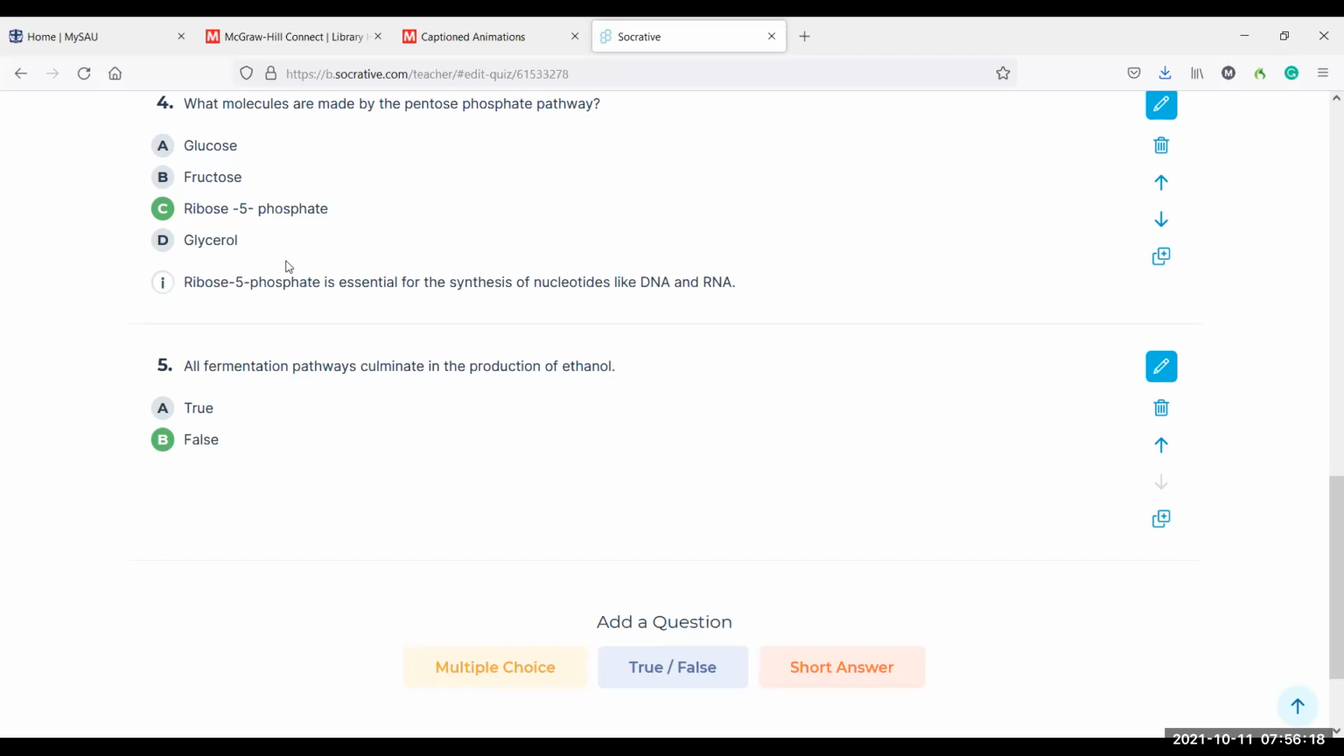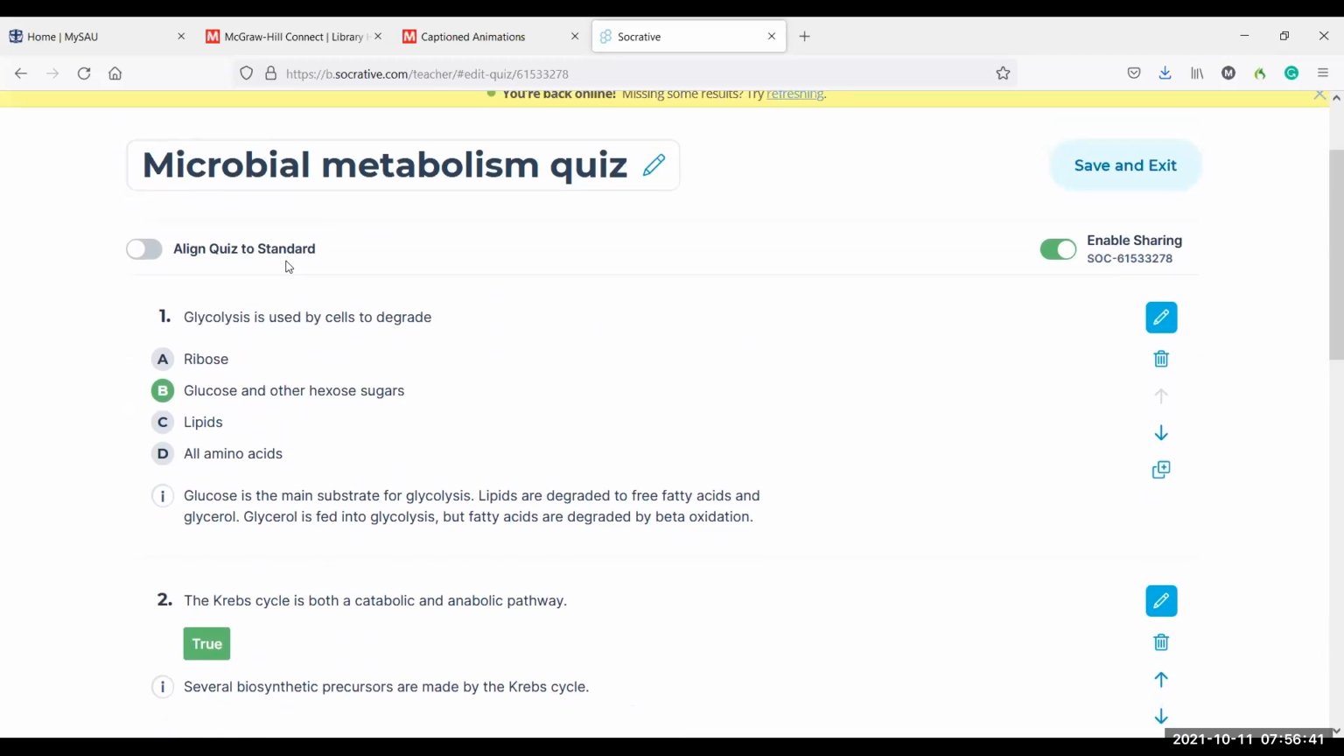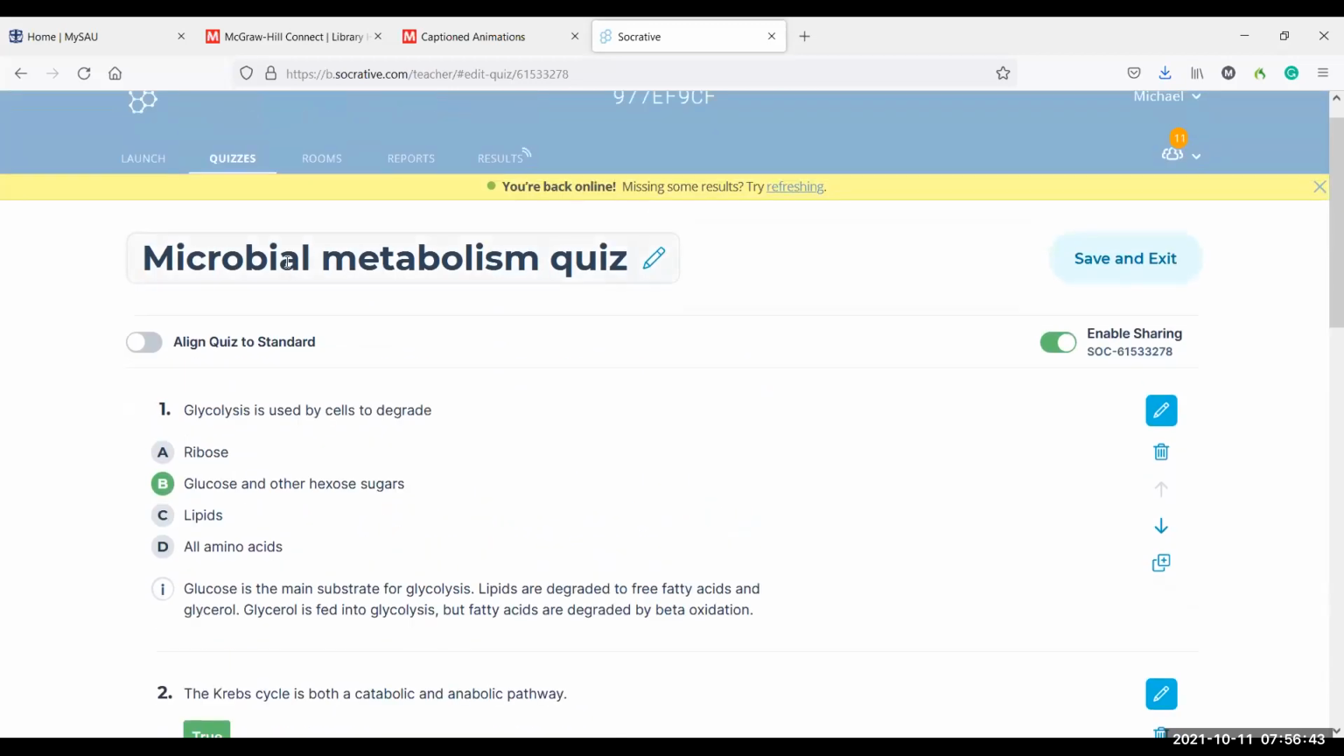You make organic acids. You make lots of interesting other alcohols that are not ethanol. You make plenty of other things. Yes, you make some ethanol, and some fermentations, in fact, make mainly ethanol. But all fermentation pathways do not culminate in the production of ethanol. No. All right, so go through and think about those again if you missed some, and we will hopefully get you going.